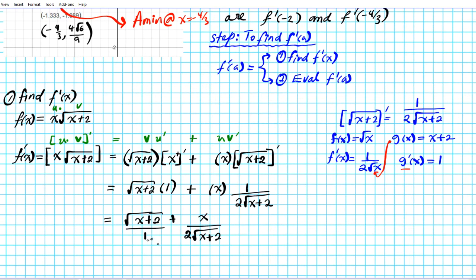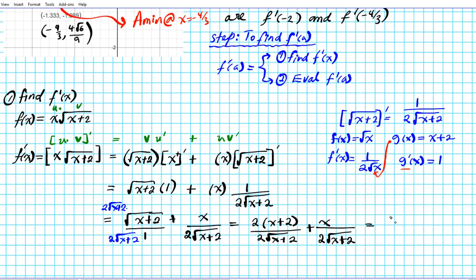Okay? The LCD of 1 and 2 root x plus 2 is 2 root x plus 2. So we're going to multiply the fraction on the left by 2 root x plus 2 on the top and 2 root x plus 2 on the bottom. When you carry out that multiplication, you will have on the top 2 root x plus 2 times root x plus 2, which is simply going to be 2 times the quantity x plus 2, over 2 root x plus 2, plus x over 2 root x plus 2. Now that the denominators are the same, we can combine them together.